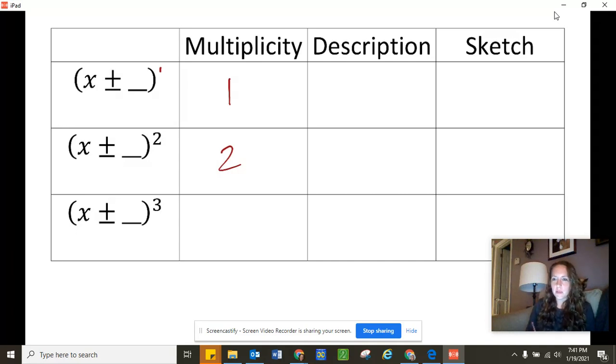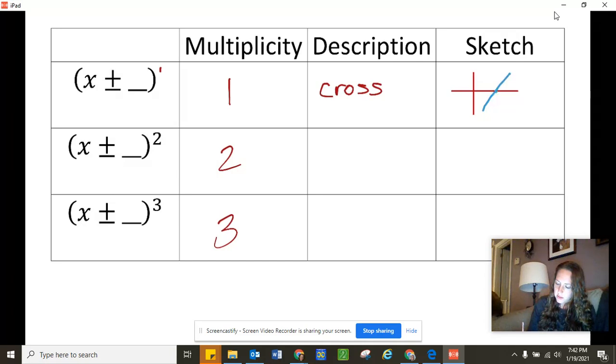the third one obviously has a multiplicity of 3 because it's cubed, which means it's the same factor multiplied by itself 3 times. As you should have seen in the activity, when you have a multiplicity of 1, it simply crosses the x-axis. What I mean by that is that wherever it is, it'll just cross over to the other side. That part of the polynomial starts on one side of the x-axis and crosses over to the other side of the x-axis.